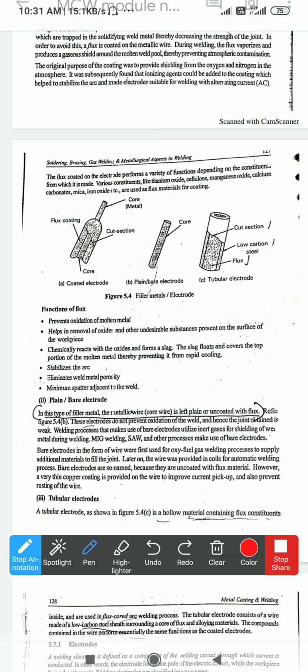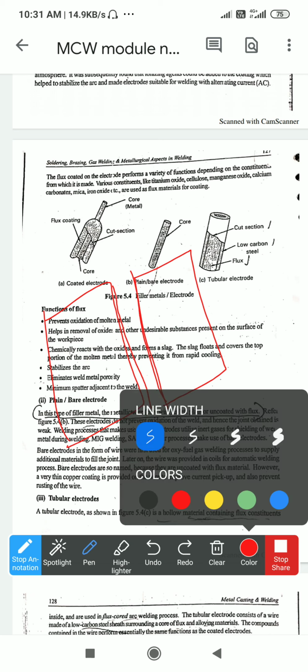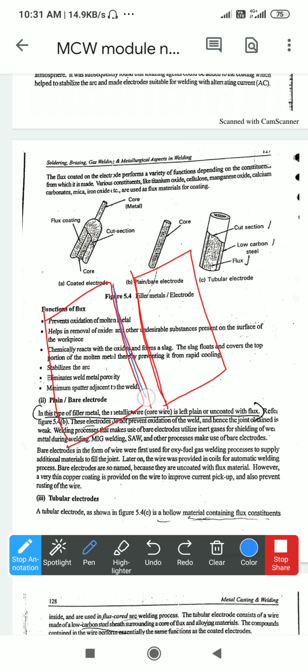Now you can see in this diagram, I will try to show you. This is the metal. When both the metals, this edge and this edge, start to melt, as well as this core which is touched over here, it also starts to melt. So 1, 2 and 3, all three metals are going to melt and mix with each other. That is called fusion, and this flux is used to protect this particular area of the fusion from oxidization.